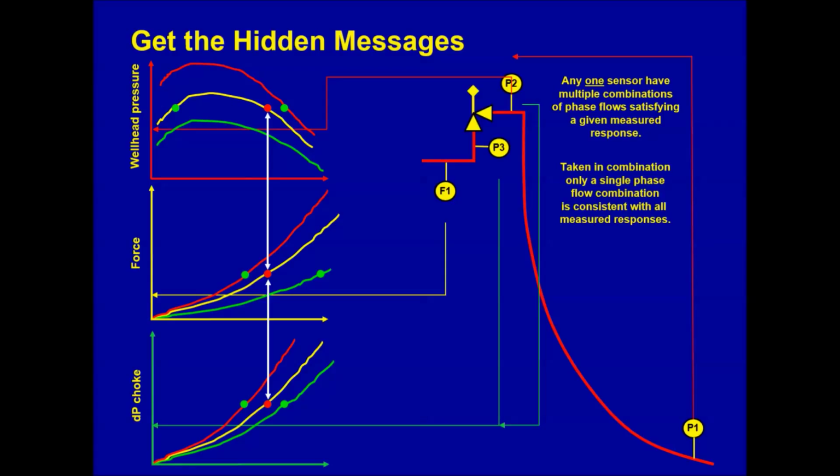The principle behind virtual metering is simple. Measured sensor data is used as boundary conditions for steady-state flow calculations. A combined pressure and temperature measurement is used as point of reference, typically a downhole installed pressure gauge. These three plots are examples of measurements that can be used to estimate flow: wellhead pressures, force probe measurements and differential pressure over the choke.